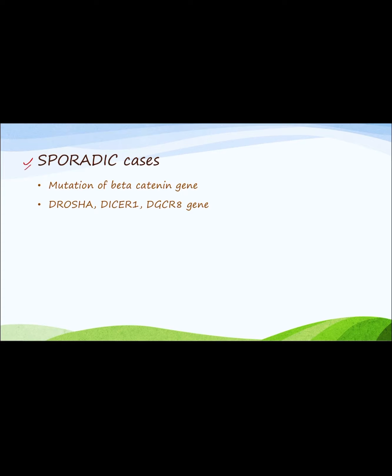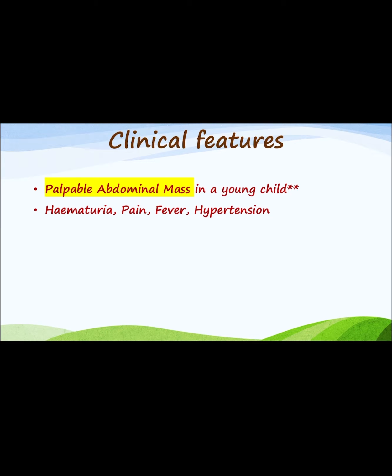Now in the sporadic cases also mutations are seen. The mutations of the beta catenin gene and mutations in genes involved in microRNA processing, like DROSHA, DICER1, and the DGCR8 gene. So these genes are mutated in the sporadic cases. The sporadic cases are more than the familial cases.